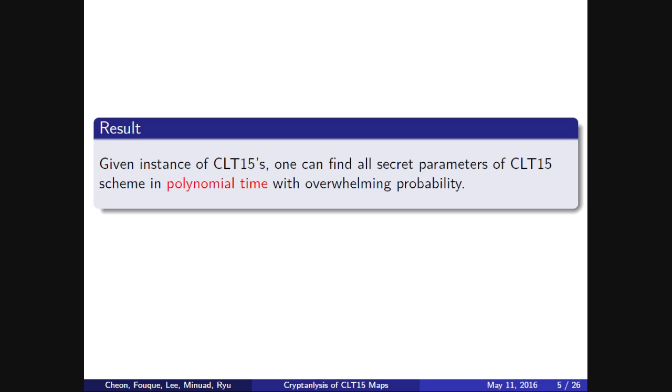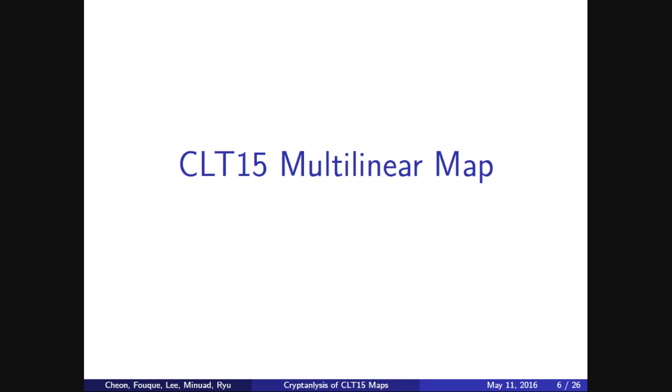Until now, CLT13 looks secure without providing low-level encodings of zero. But CLT15 is fully broken for all possible applications, due to low-level encodings of zero being provided by the ladder. Before describing our attack, let me first sketch the CLT15 multilinear map scheme.